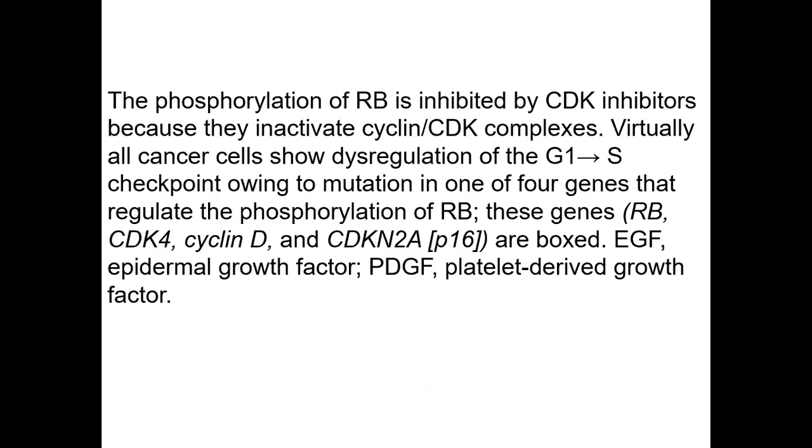The phosphorylated form of the RB gene is inhibited by cyclin-dependent kinase inhibitors, because they inactivate cyclin complexes. Virtually all cancer cells show dysregulation of the growth 1 to synthetic checkpoint owing to mutation in one of 4 genes that regulate the phosphorylation of the RB gene. These genes are RAS, epidermal growth factor, and platelet-derived growth factor.